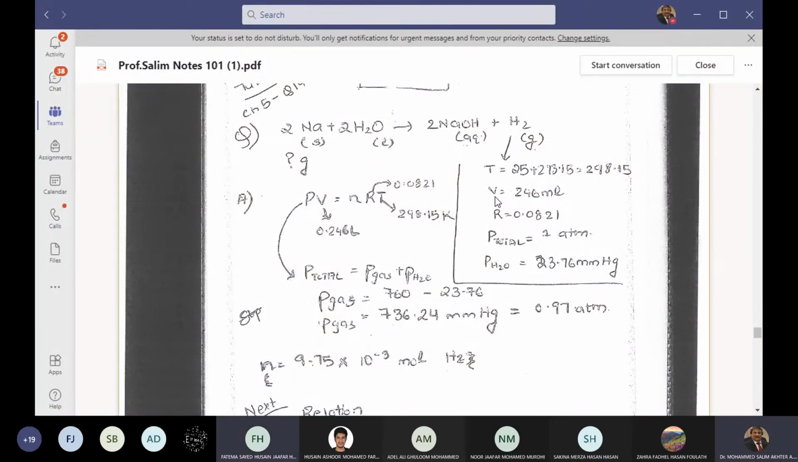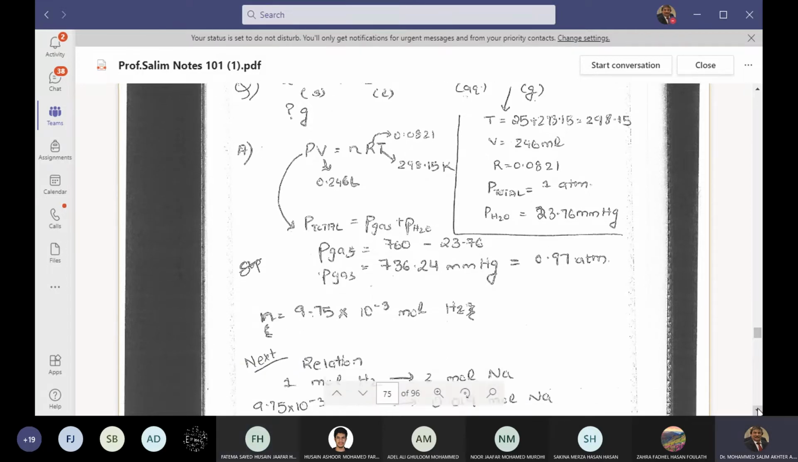Yes, we need. Why? Because R is there. I know P, I know R, I know V, I know T. Can I get n, the number of moles of hydrogen? Yes. And if I know the number of moles of hydrogen, can I get the number of moles of sodium metal? Yes. And if I know moles of sodium, can I convert into grams of sodium? Of course.